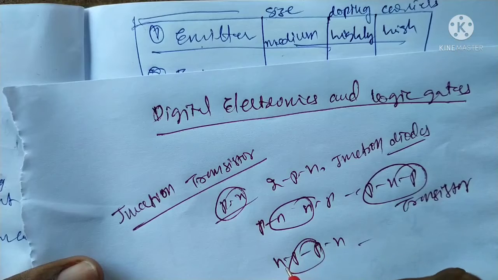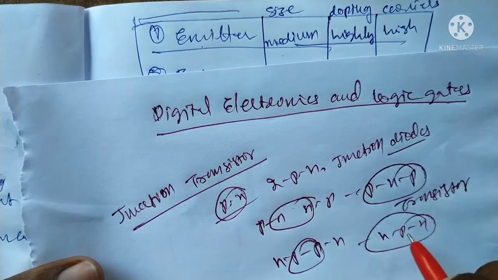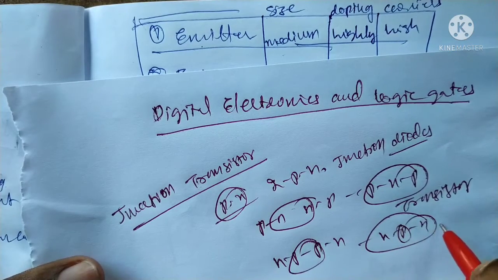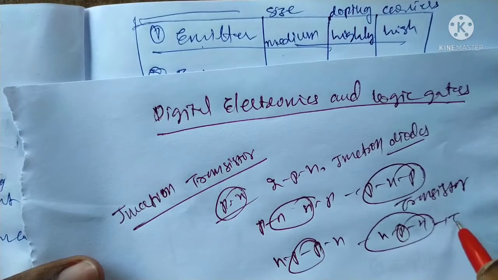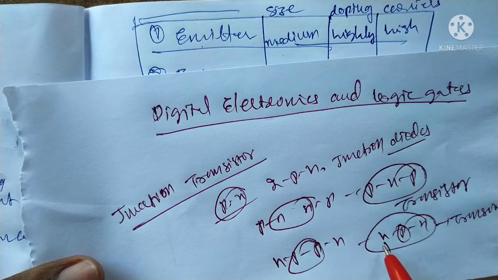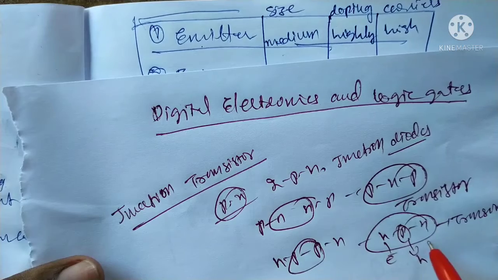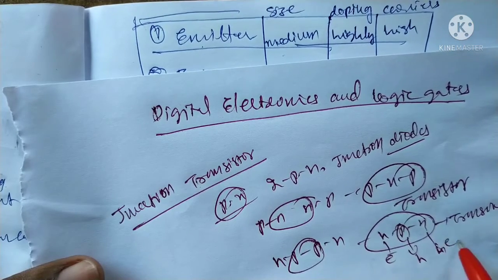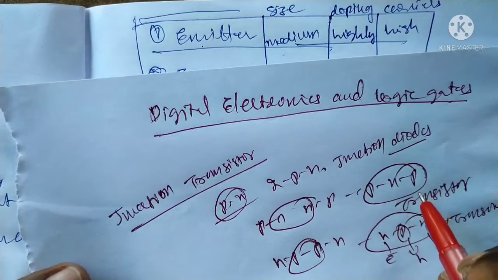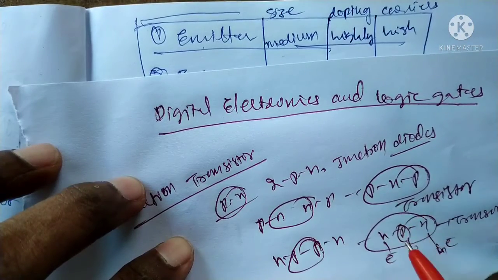You can combine them so that a P diode is sandwiched in between two N diodes. This type of transistor is called an NPN transistor. N-type material has majority charge carriers that are electrons. In P-type material, the majority charge carriers are holes. So there are two types of transistors: NPN and PNP.